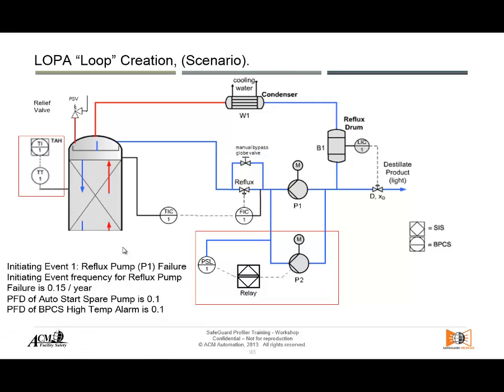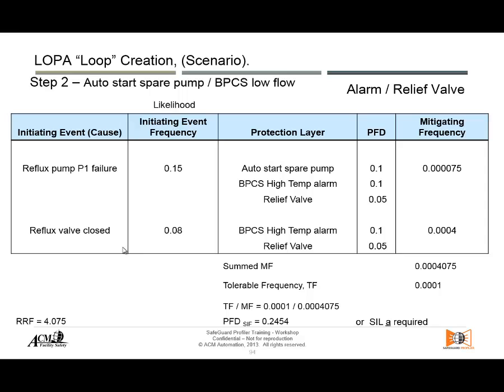So that's basically what this table is doing, and that's basically what we will be building inside SafeGuard Profiler. So we have our temperature alarm, PSVs, spare pumps automatically now coming in. So I can start using them. For example, for the reflux pump failure, I still have my initiating event frequency. Now I had my relief valve in there. I added the auto start pump as a safeguard and added the high temperature alarm.